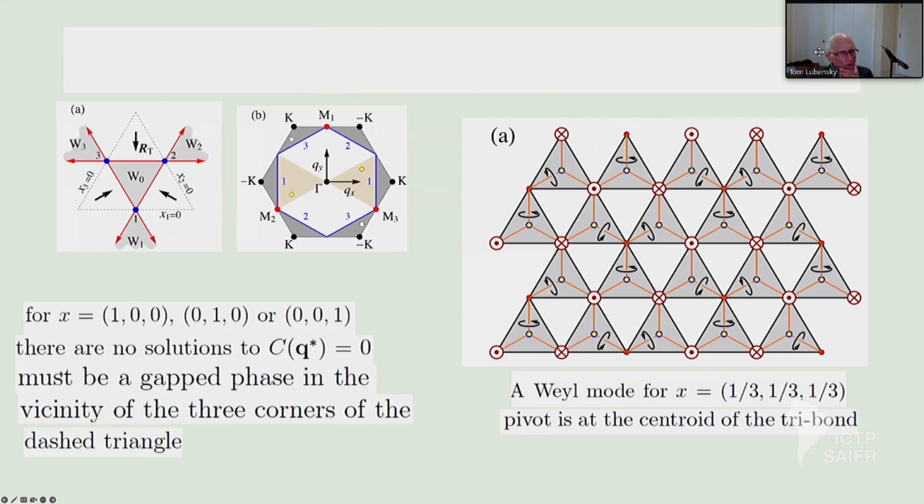So for x equal, there are no solutions to C of Q of x star equal to 0, and there must be a gapped phase in the vicinity of the three corners of the triangle. This depicts a Weyl mode for the point at the 0 origin here. So what that means is that we are allowed to rotate freely about the yellow point, which corresponds to the center of mass of the triangle.